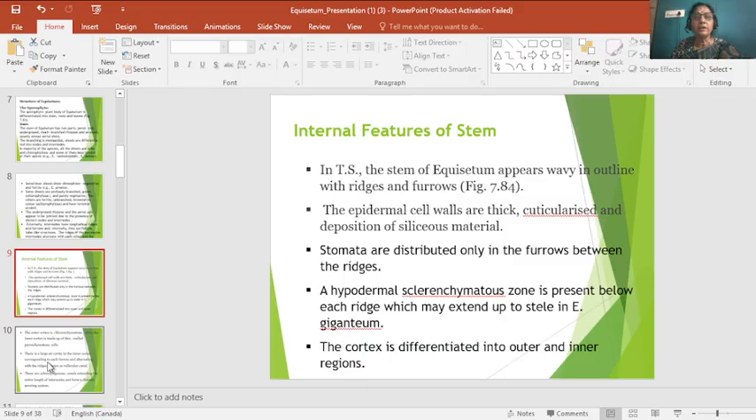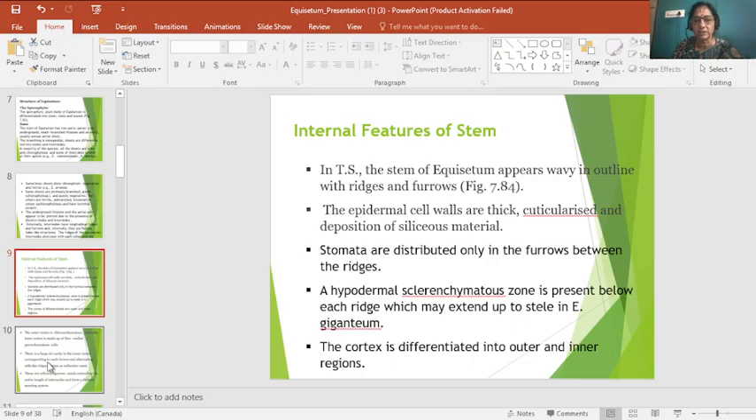Internally, if you see the anatomical features of the stem, the transverse section of the stem appears wavy in outline with ridges and furrows. Epidermal cell walls are thick, cuticularized, with deposition of siliceous material. Stomata are distributed only in the furrows between the ridges, and a hypodermal sclerenchymatous zone is present below each ridge and may extend up to the stele in giganteum.